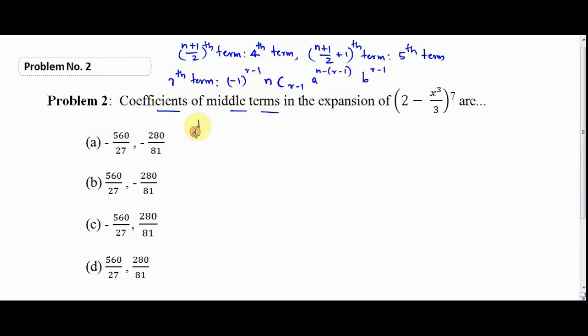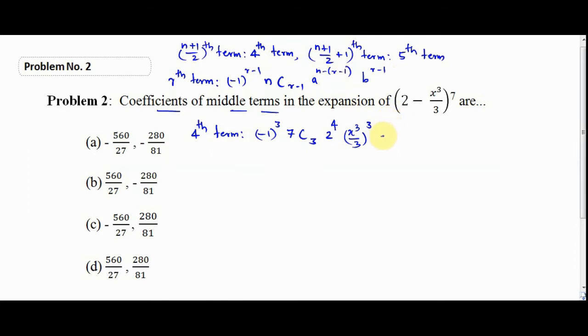The fourth term in the expansion will be minus 1 raised to 4 minus 1, so that will be 3, into nCr minus 1, that is 7C 4 minus 1, that is 3, into a raised to n minus r minus 1. In place of a we have 2, so 2 raised to 7 minus 4 minus 1, that is 3. So 7 minus 3, we get 4 as the power of 2 here, and that into (x cube by 3) whole raised to 4 minus 1, that is 3. So this will be the fourth term in the expansion.